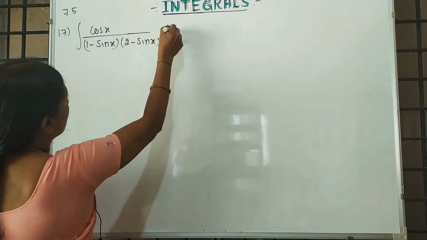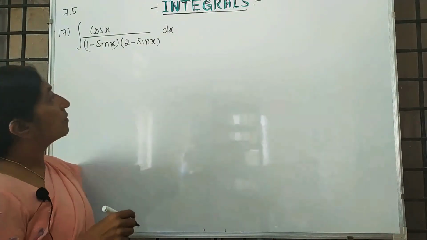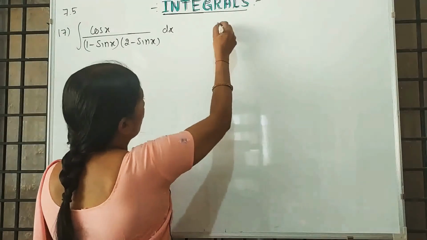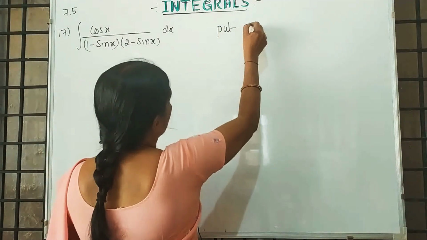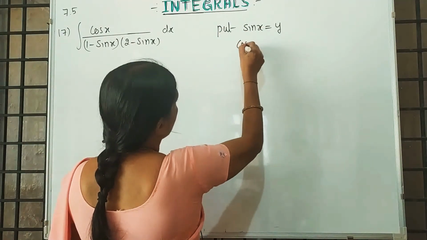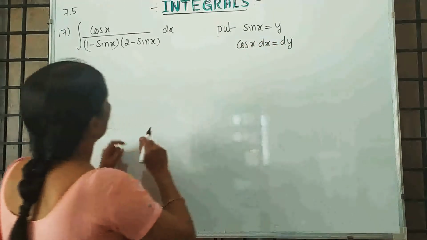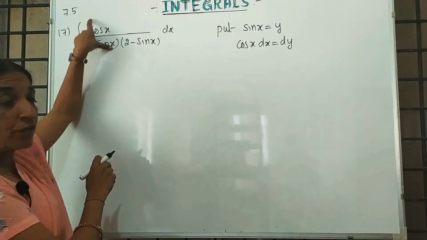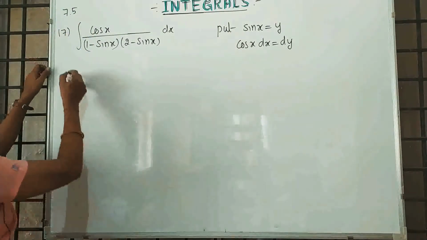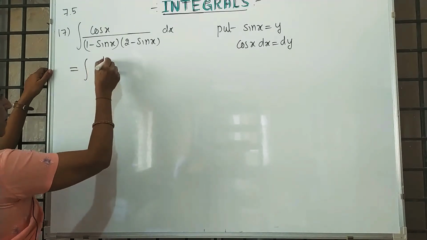See, with this trigonometric term we cannot go for partial fractions, but first we will go for substitution. Put sin x equal to y. Differentiation of sin x is cos x. Here I am doing the integration, because we are doing a substitution with the integration sign. See, cos x into dx we are writing as dy.